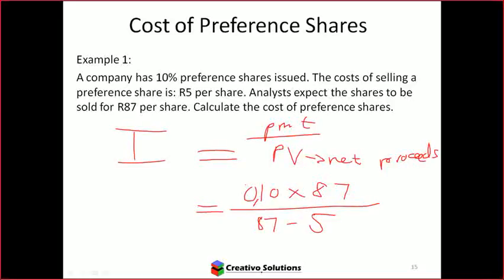What answer do you guys get? I don't have a calculator for it. It's difficult to do it on this calculator. Do you have the other one? No, not with me. Okay, then do it in 2 steps. Type in 87 minus 5 equals what?